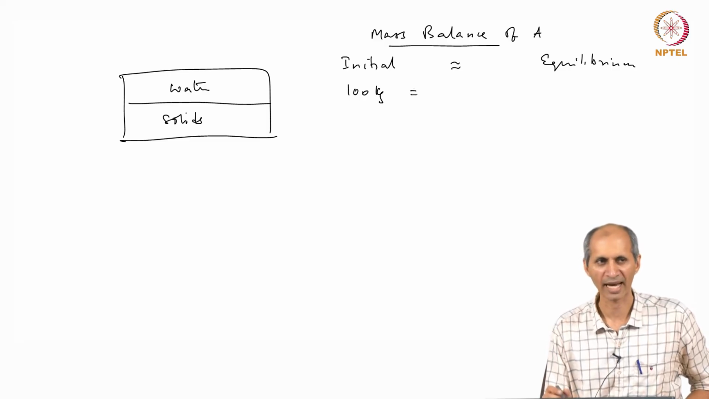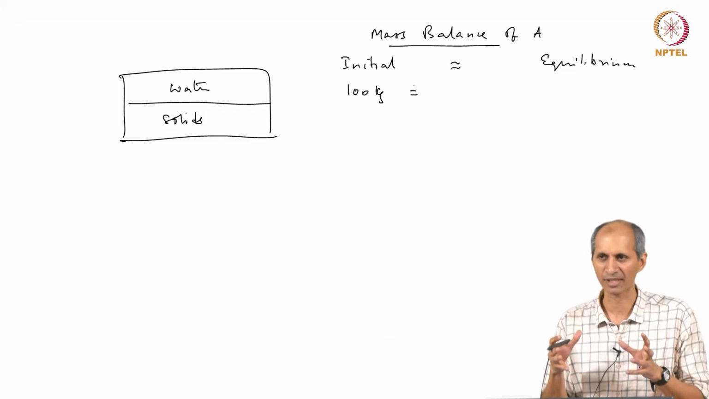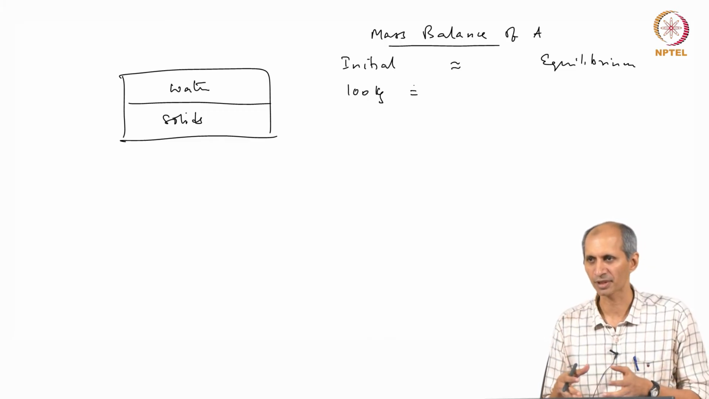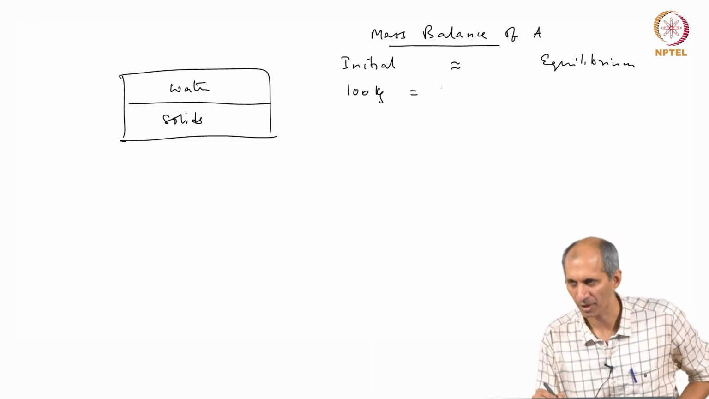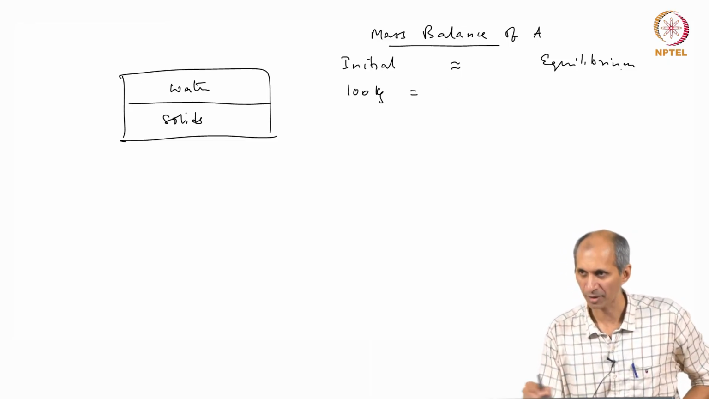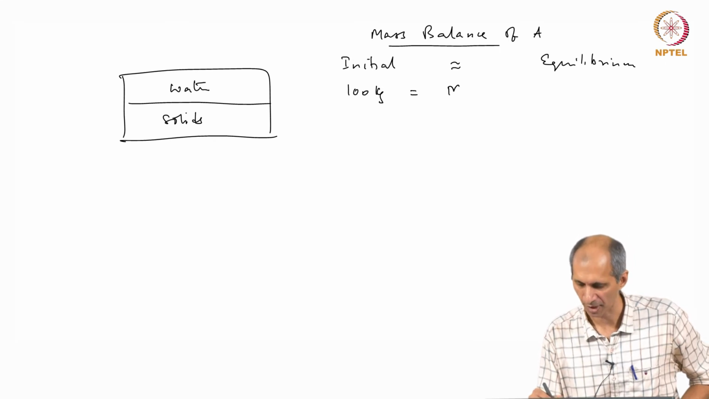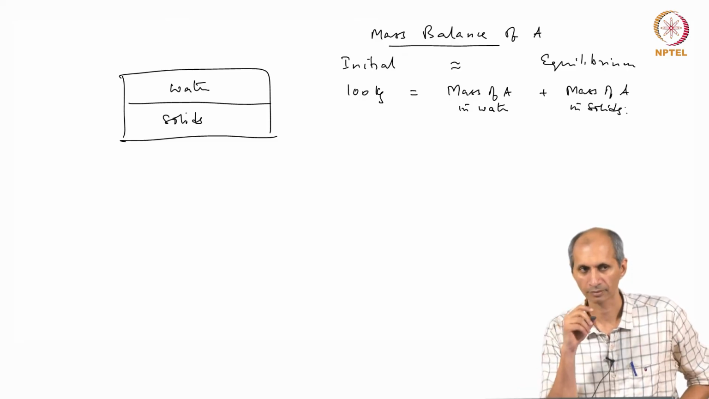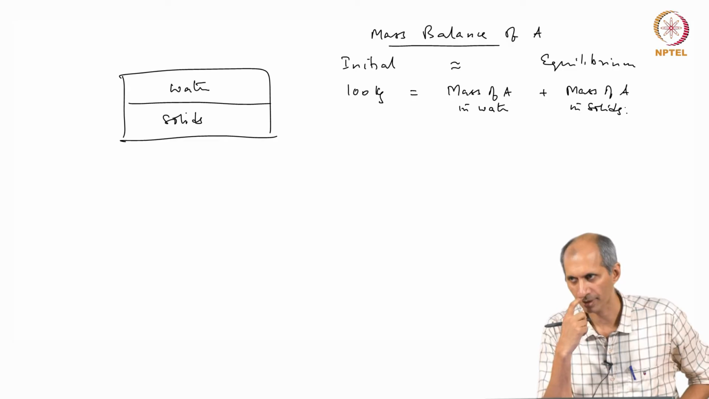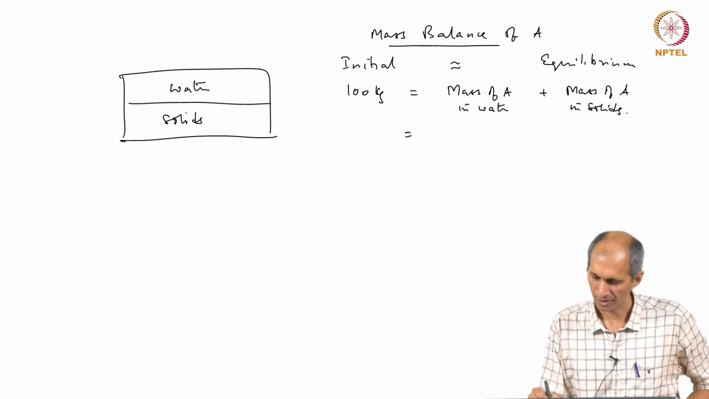This is what you are adding into the system. So, 100 kilograms of A is present, you are now putting it into your system, and then you are seeing where this 100 kilograms is distributed. At equilibrium it will distribute into mass of A in water plus mass of A in the solids. It can distribute into these two phases. Okay. Now, what is the mass of A in the water?